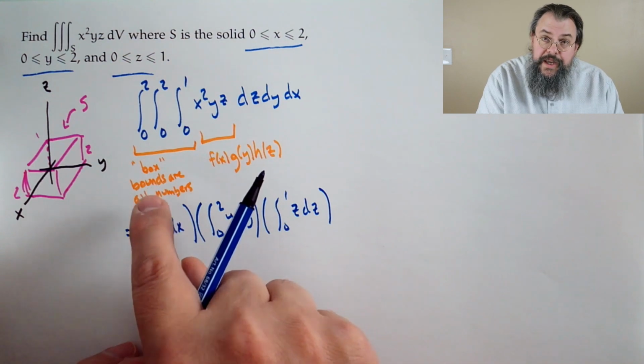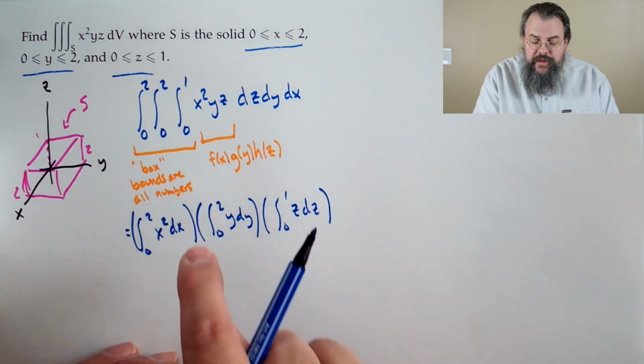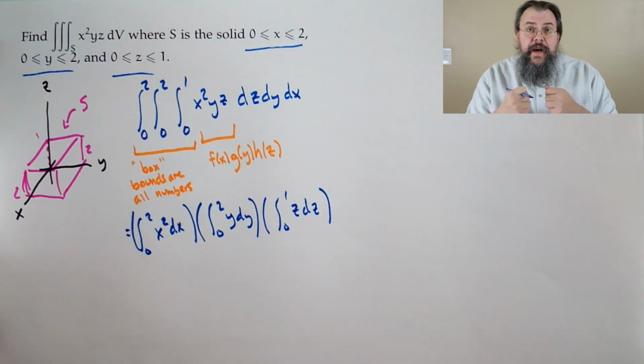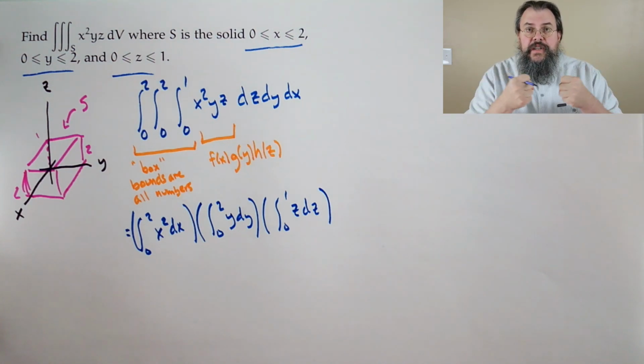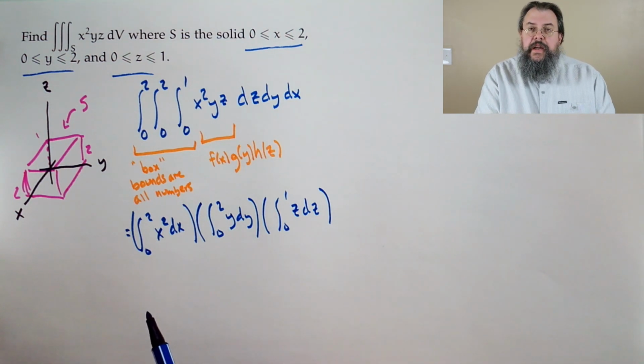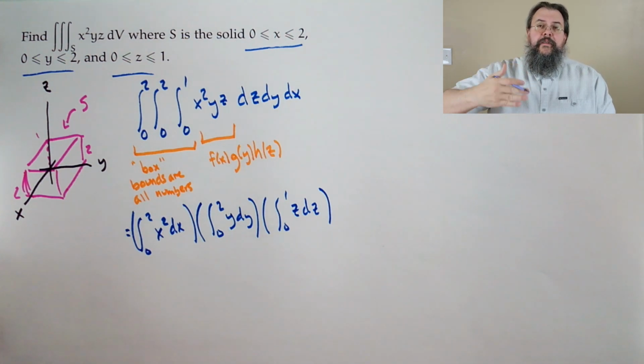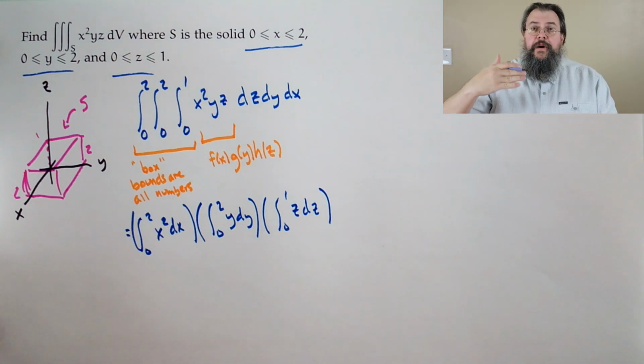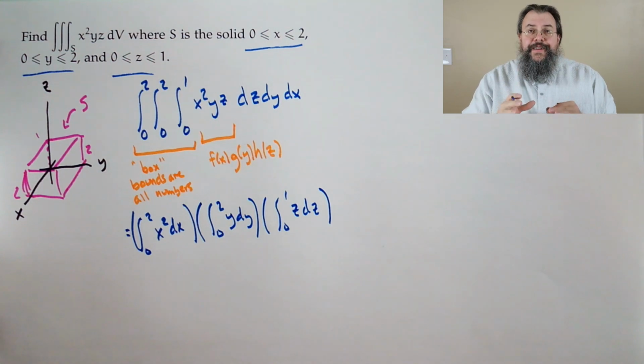And be careful. You have to have both these things. You have to have nice bounds so that you're really going over a box, and you have to have a function that can separate in this nice way. But now, what we're saying is instead of doing the integrals one at a time, one after another sequentially, let's do them all in parallel.